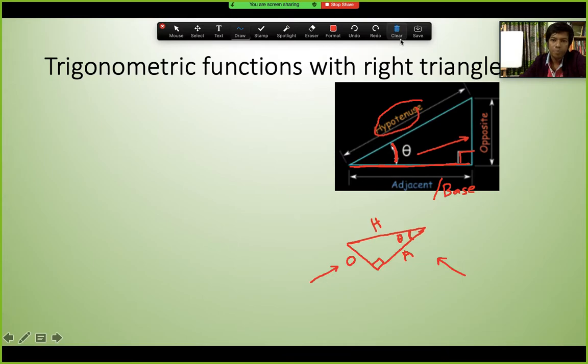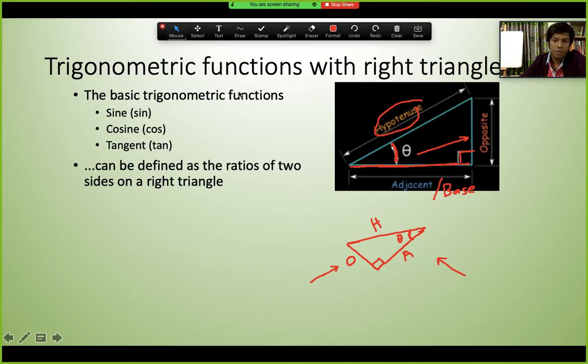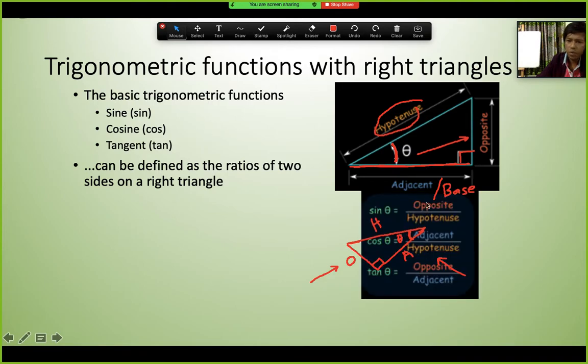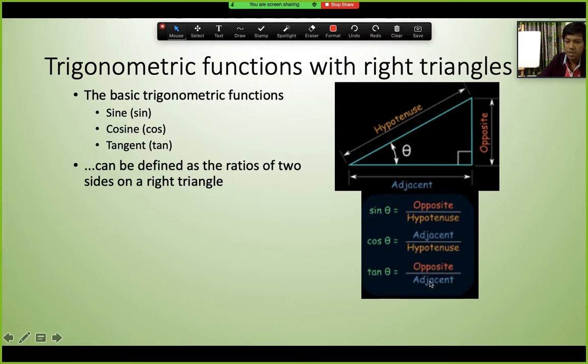Okay. And then we have these trigonometric functions: sine function, cosine function, and tangent function. These are the basic trigonometry functions. What are these? These are actually the ratios of the sides of this triangle, and we can define them. Sine theta is defined by the opposite divided by hypotenuse. And cos theta is defined by the adjacent divided by hypotenuse. And tan theta is defined by the opposite divided by adjacent.